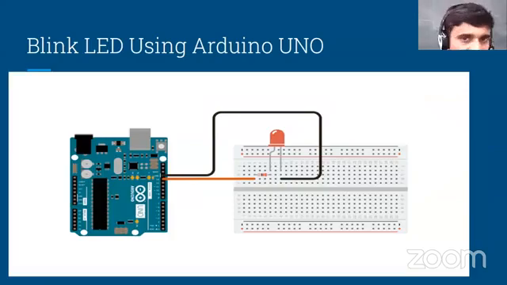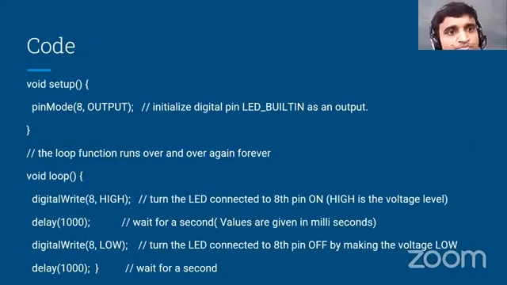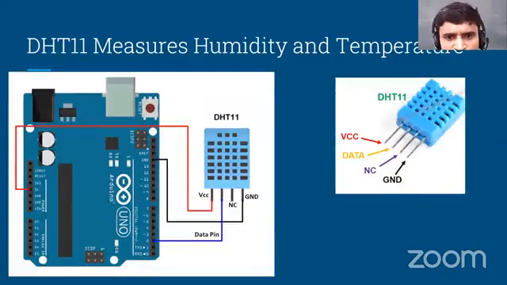Now I will show you a practical approach for how to blink an LED using Uno. This is the simple code that I show in the practical. Same thing if you want to measure humidity and temperature, this is simple.